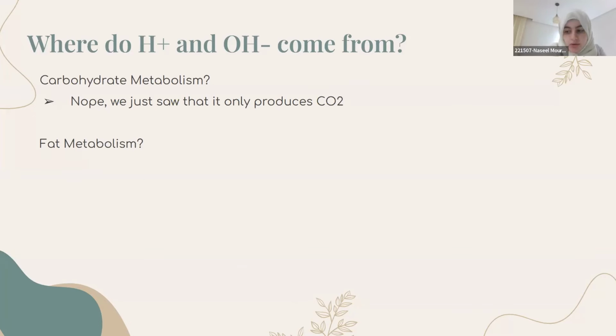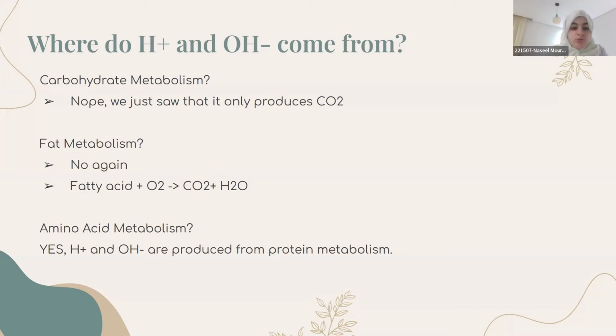Okay, no again. Right. So it basically just produces carbon dioxide. So what is the last macromolecule we have left that would produce hydrogen and hydroxide? We said carbohydrates, no. Fats, no. And proteins. Excellent. Okay, so amino acid metabolism would produce hydrogen and hydroxide ions.